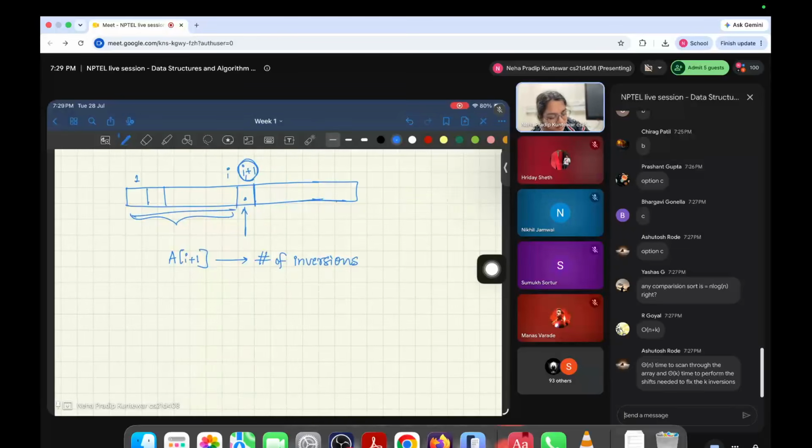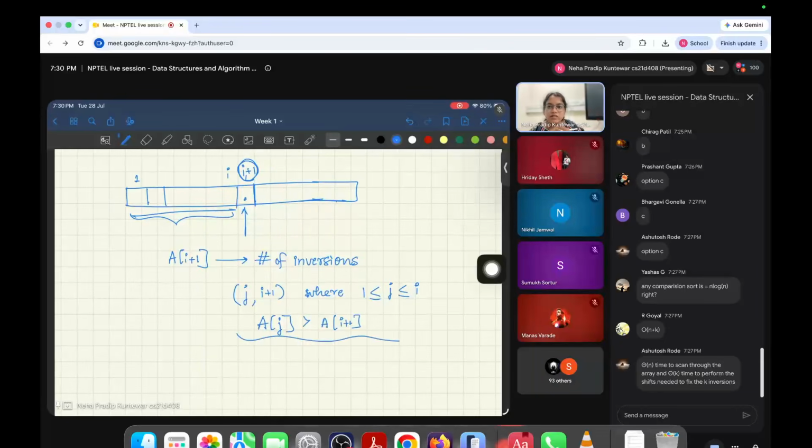Look at this array here and see how many violations it makes with the previous elements. Essentially we are looking at pairs j comma i plus 1, where j is between 1 and i, but a of j is larger than a of i plus 1. So we are looking at all such pairs. Let's say that this value is some L. So this is the total number of pairs with which it has violations.